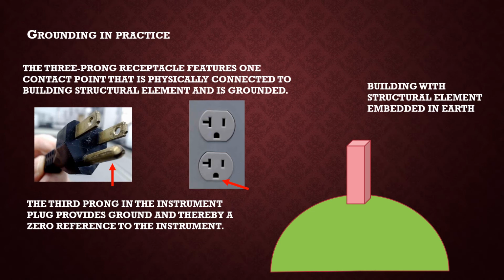So in practice, the building has a structural element embedded in the earth. The electrical outlets in the building have a third aperture, which is connected to the structural elements and thereby referenced to 0, namely the ground or earth. And your appliances or instruments have a prong that is inserted into those apertures, and a third wire in the power cable is connected to the frame of the instrument, grounding the frame so you don't get a shock when you operate the instrument.